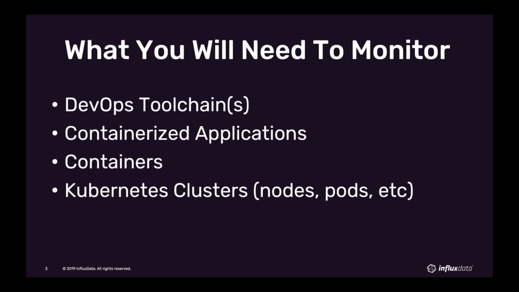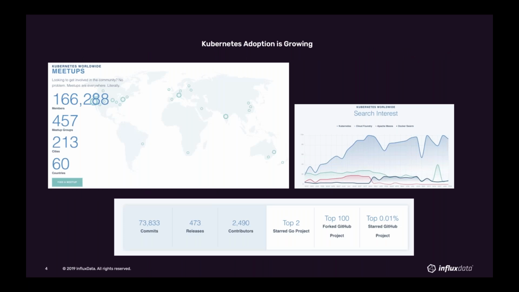And we know that you're going to be monitoring all sorts of new things, your DevOps tool chains, your containerized apps. In addition to the containerized apps, you want to monitor the containers. You want to monitor every stage of your Kubernetes cluster, the nodes, the pods, and you need a new way to look at this. Let's go ahead and look at the growth of Kubernetes, for example, on the next slide.